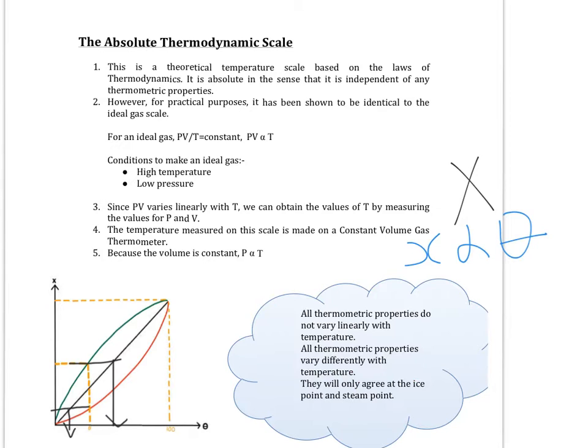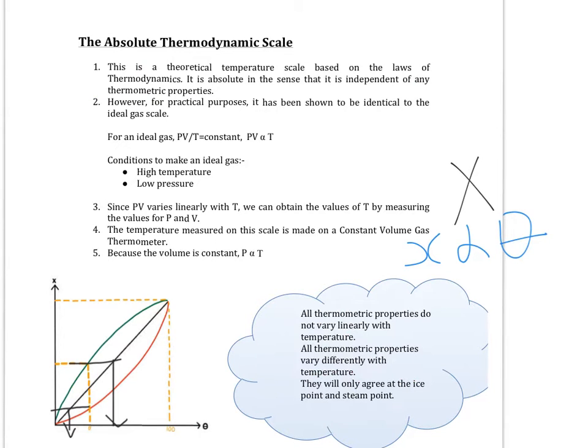So the problem is, how are we going to solve this problem of inconsistent values of temperature? What we realize is that since none of the thermometric properties actually vary linearly with temperature, we can no longer depend on them. So we come up with a scale called the absolute thermodynamic scale, and by definition, the absolute thermodynamic scale is a scale that is independent of any thermometric properties. So let me explain to you how it works.